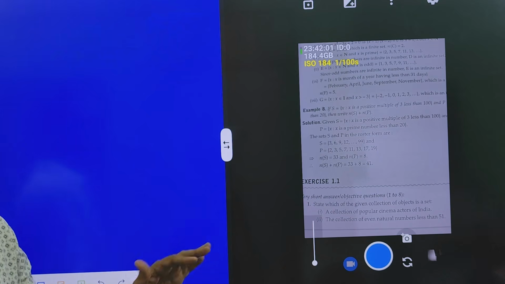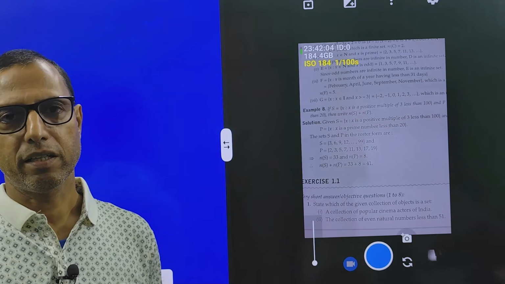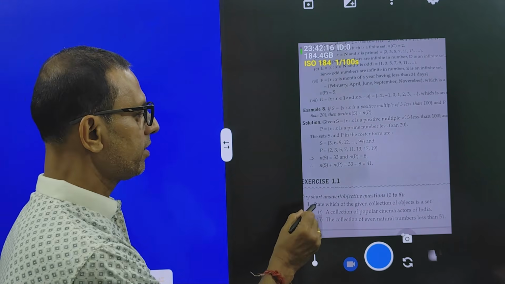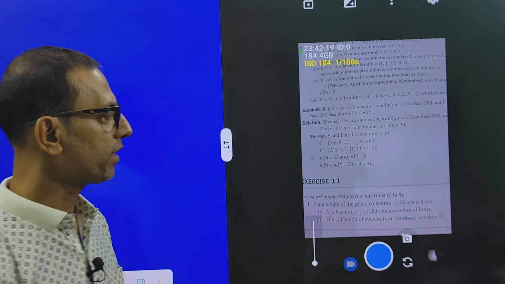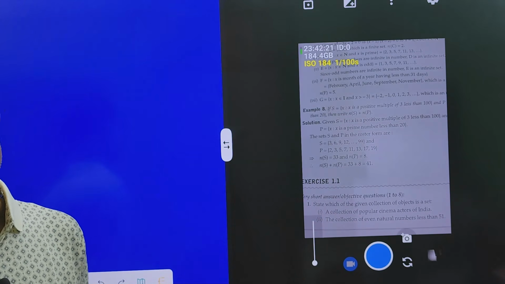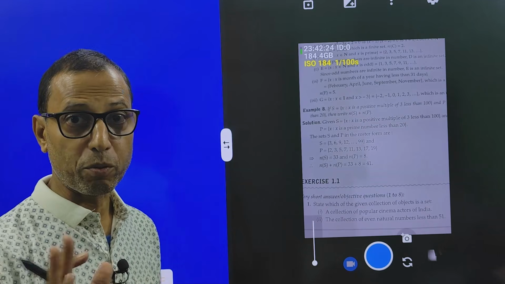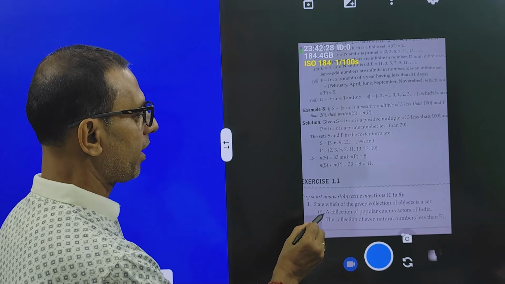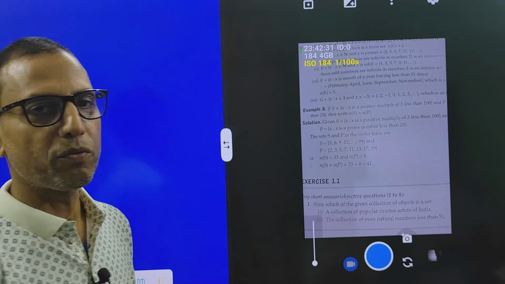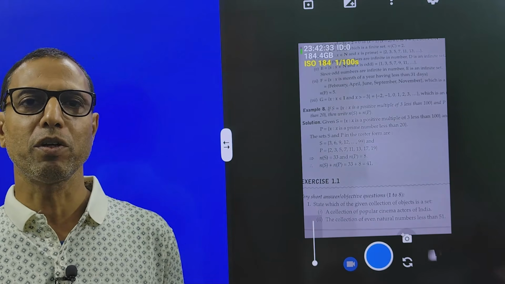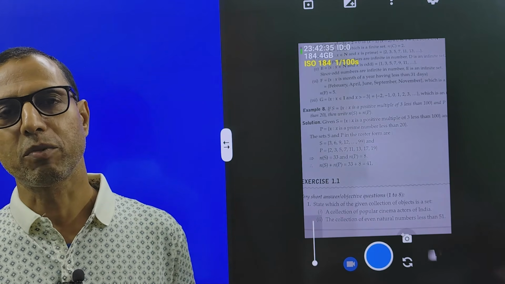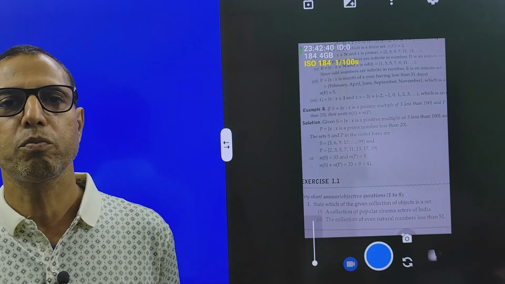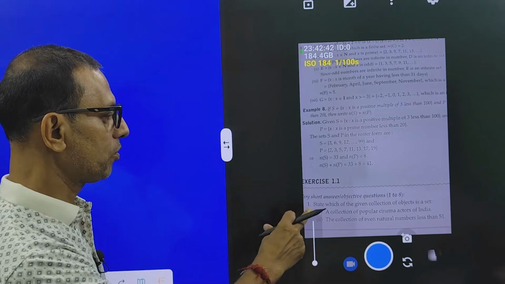Here some statements are given, and we have to say whether each is a set or not. What is asked? State which of the given collections of objects is a set. A collection of objects can exist, but whether it is a set depends on the properties of a set: well-defined objects and distinct objects. Number 1, a collection of popular cinema actors of India. What is the definition of popular actors? It is not well defined. Somebody will say Shah Rukh Khan, somebody will say Amitabh Bachchan, somebody will say Aamir Khan. So there is no proper, well-defined definition. So it is not a set.